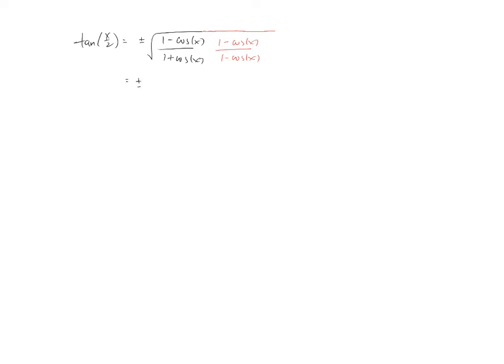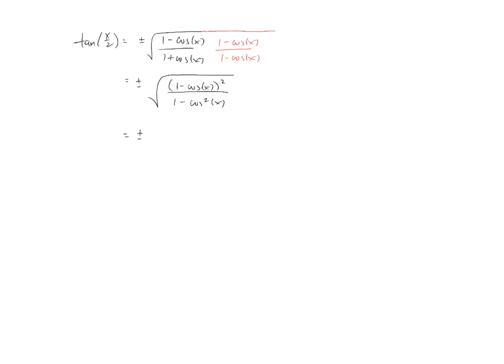So we'll have a plus or minus in the numerator. I'm not going to multiply that out, but instead I'll call it 1 minus cosine x quantity squared. In the denominator, when I multiply this out, I get 1 minus cosine squared x. Now, again, in the numerator, I'm just going to leave that alone. In the denominator, I can see that that's going to be sine squared.